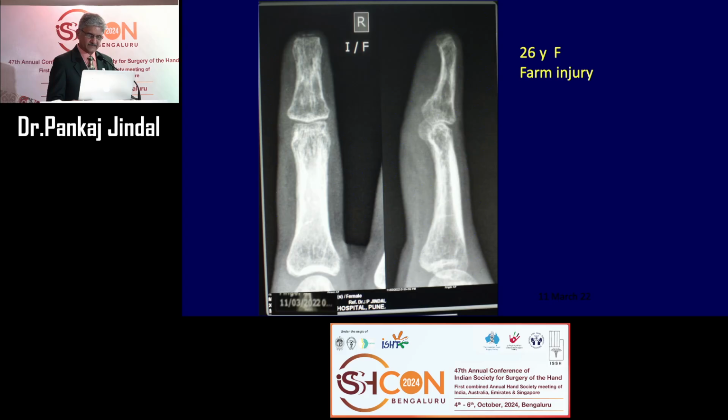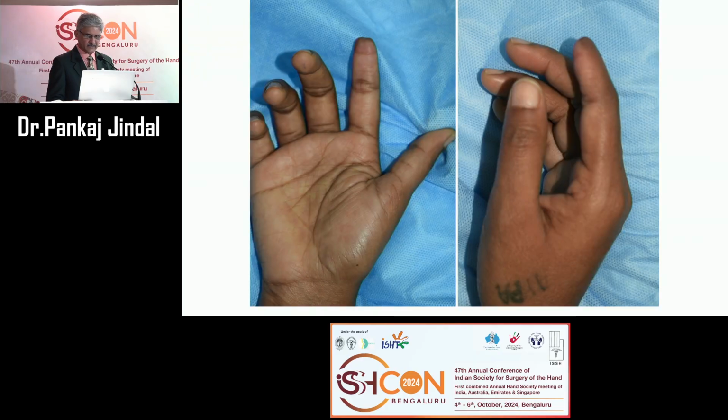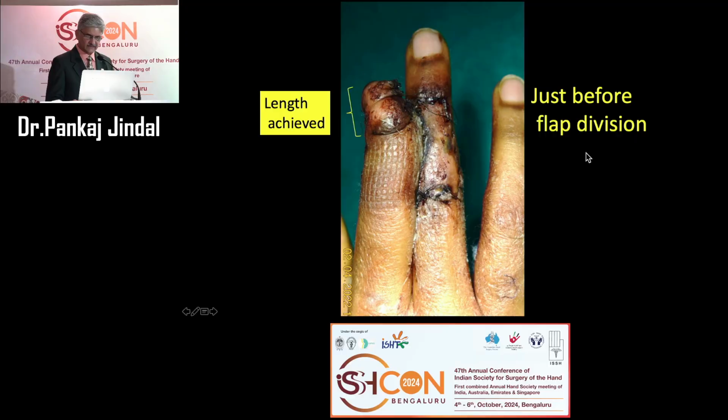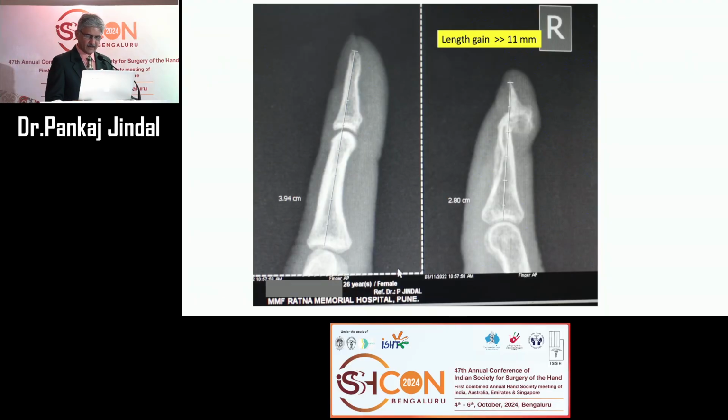Next patient, a 26-year-old female, farming injury, amputation through the distal interphalangeal joint, presented with this kind of defect. Cross finger flap, lengthening. This is the amount of length we achieved by reflecting the volar skin and the volar half of the middle phalanx. This was a full thickness skin graft on this side. This is just before division, and this is the lengthening we achieved. Again, about 11 millimeters was harvested.